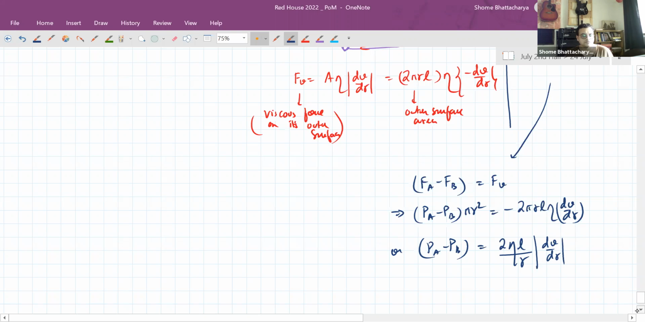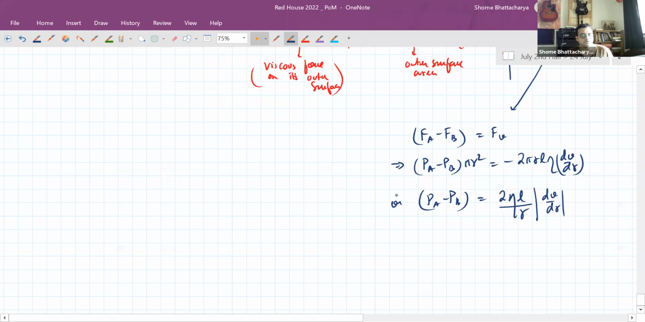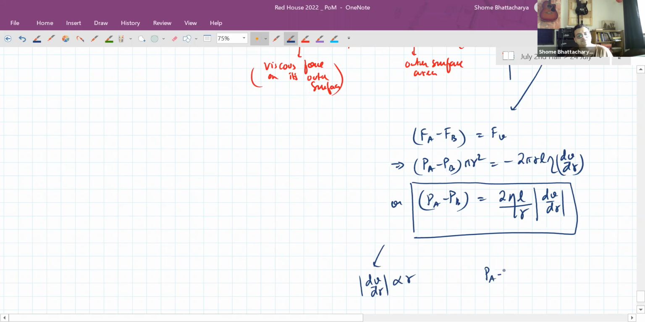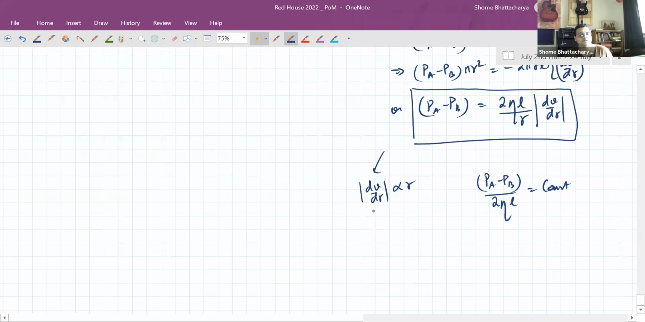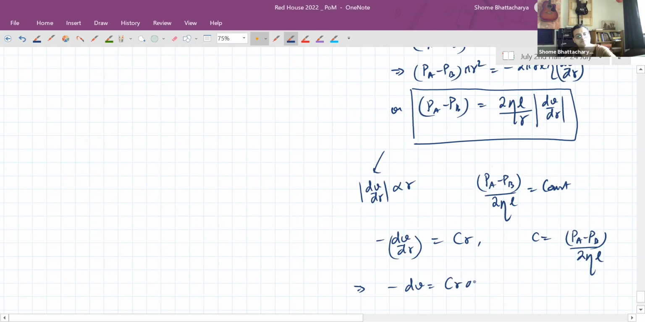Okay. So this equation actually shows us that mod of dV by dr is proportional to r, because this pressure difference upon 2 eta L is a constant. So that means minus dV by dr is basically a constant into r, where that constant is this pressure difference divided by 2 eta L. So when we integrate this, we understand how velocity is varying with position.